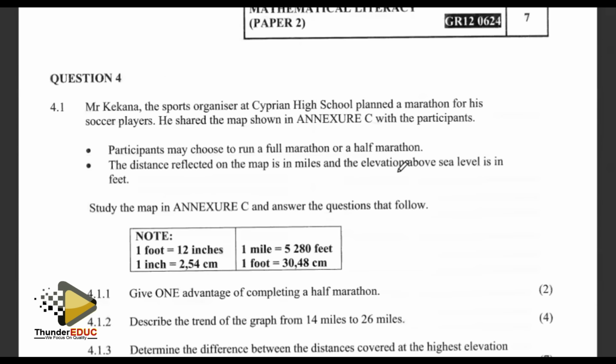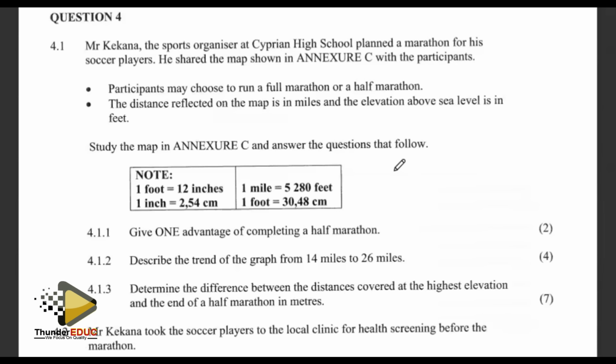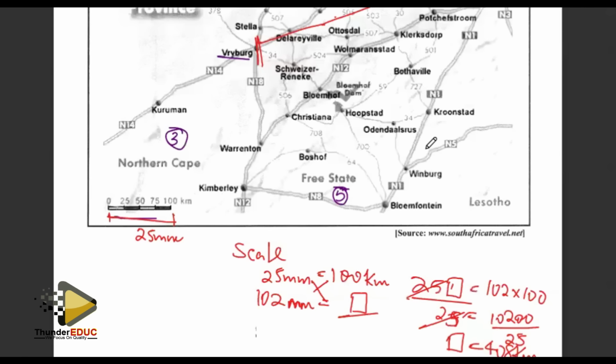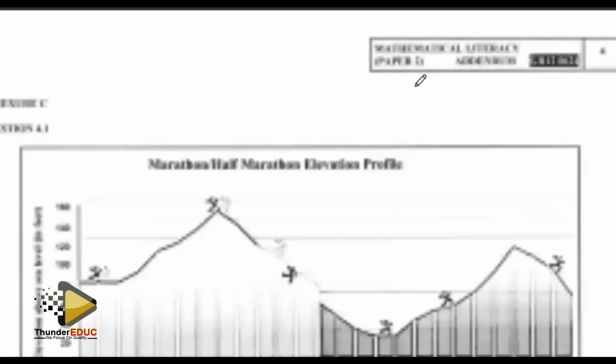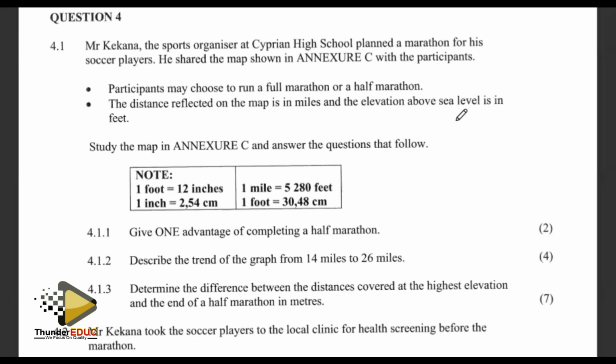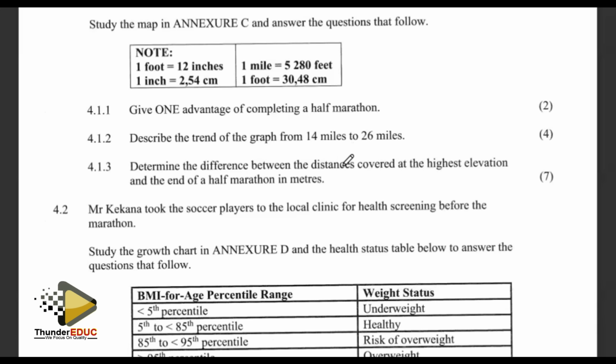Let's look at question number 4. Mr. Kekana, the sports organizer at Cyprian High School, planned a marathon for his soccer players. He shared the map shown in the next page, with the participants. Participants may choose to run a full marathon or a half marathon. The distance reflected on the map is in miles, and elevation above sea level is in feet. Study the map in Annexure A and answer the questions that follow.